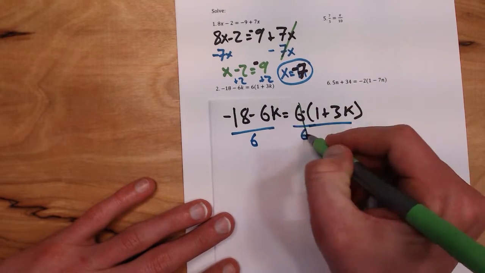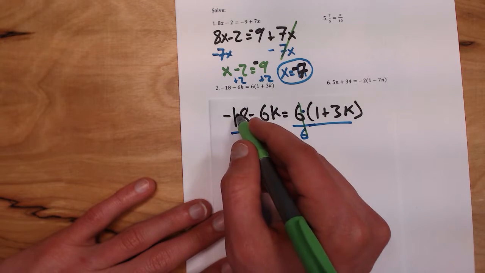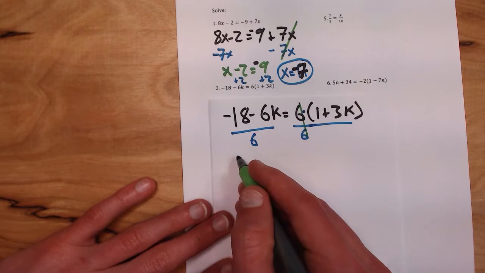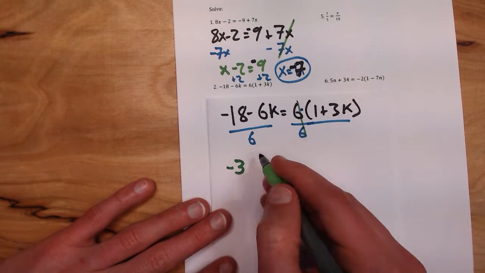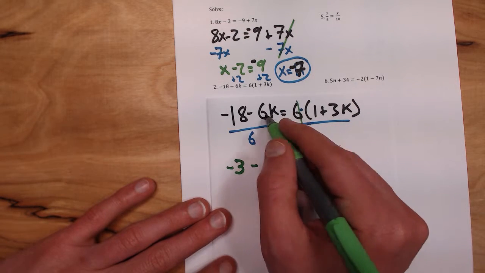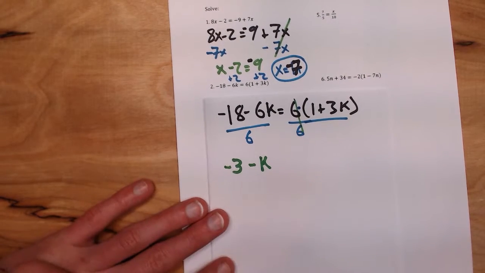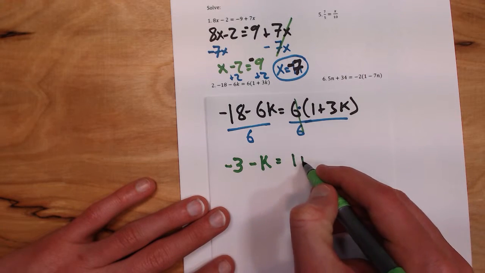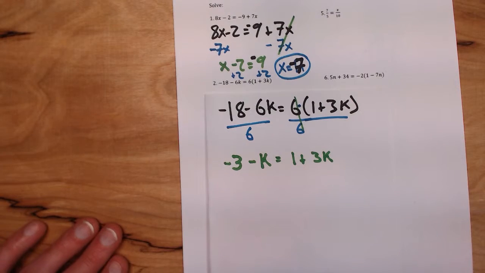So over here, 6's cancel. Great. Over here, I'm going to divide each term by 6. So minus 18 over 6, you can use your calculator if you want. It'll give you minus 3. Minus 6 over 6 is minus 1. And I have a k here, so it's going to be minus k. Minus 1k, or just minus k. All right. Over here, my 6 is gone, so all that's left is 1 plus 3k. And already the problem is looking a lot simpler.